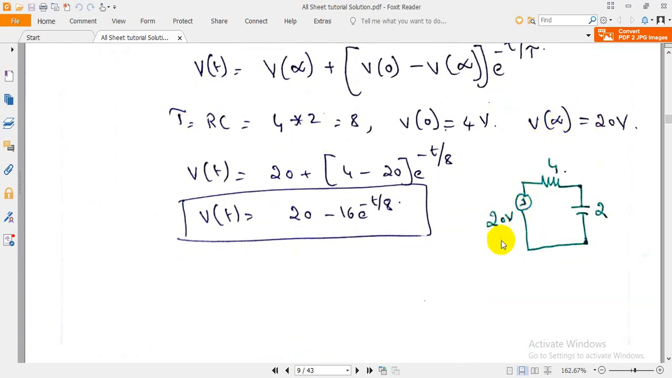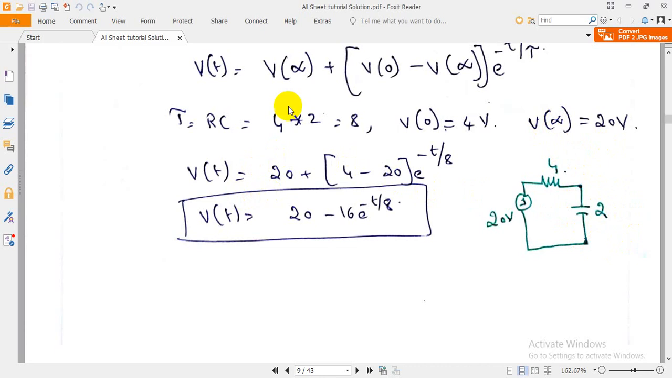The whole voltage will appear at the capacitance, that is 20. When the switch has been closed for a long time, the whole source voltage will appear at the capacitance. This is the characteristic of a capacitance. So V of infinite equals 20.